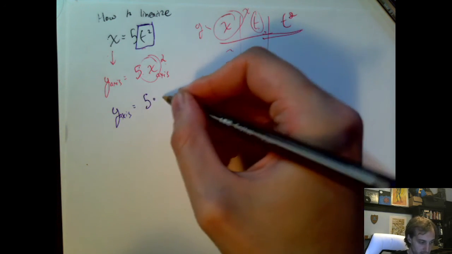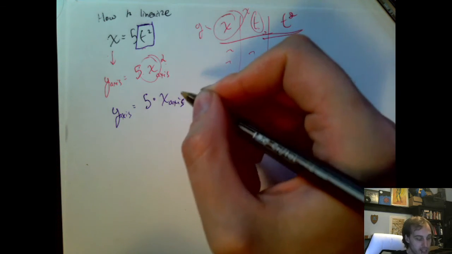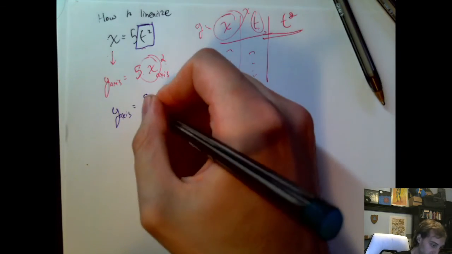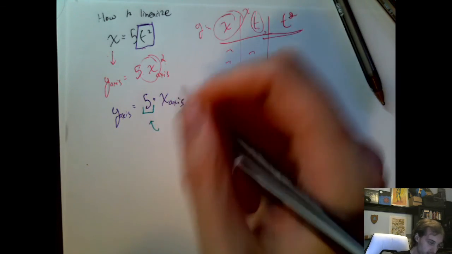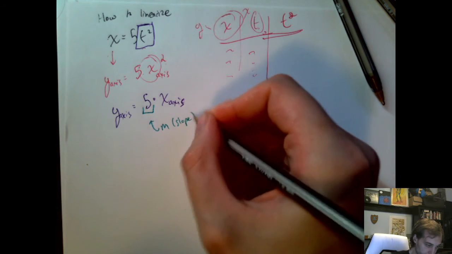5 will be multiplied by my x-axis. If I look at this, it's suddenly starting to look a lot more like a line, especially if I recognize that the thing in front of my x-axis is going to be m, or the slope.